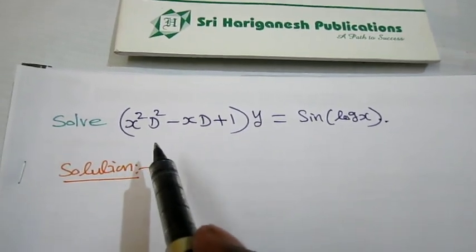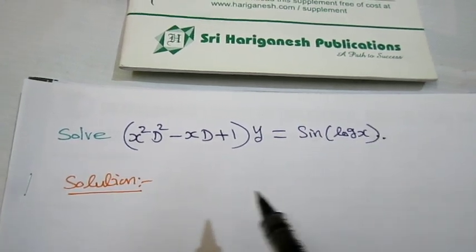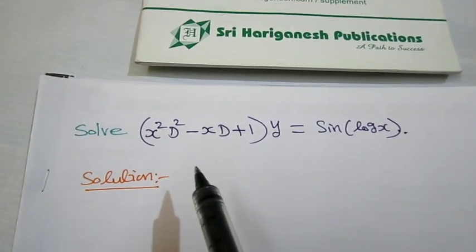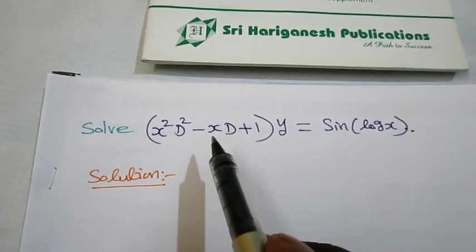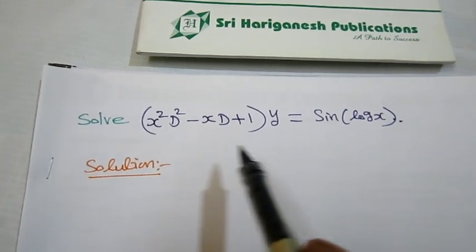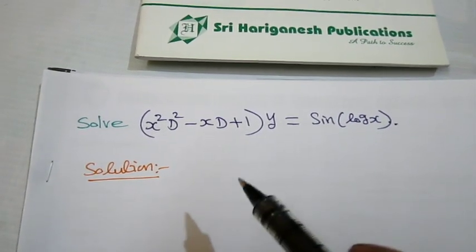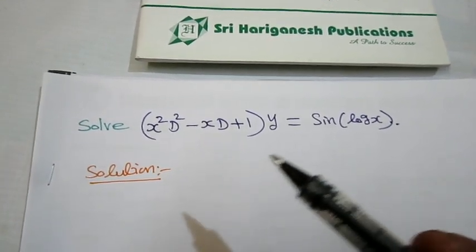Solve (x²D² − xD + 1) y = sin(log x). So this is the differential equation with the variable coefficient, because the coefficient of D is x, and the D² coefficient is x². So this is the differential equation with variable coefficient. This is also called Euler's equation or Cauchy equation also we can say.